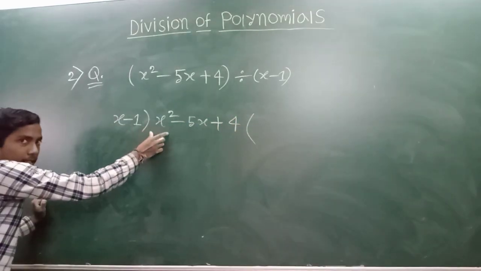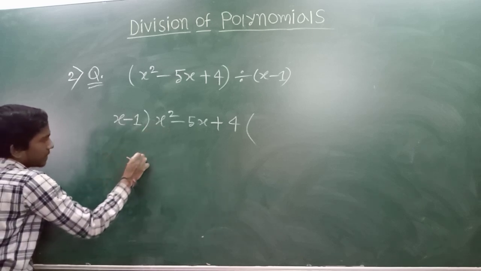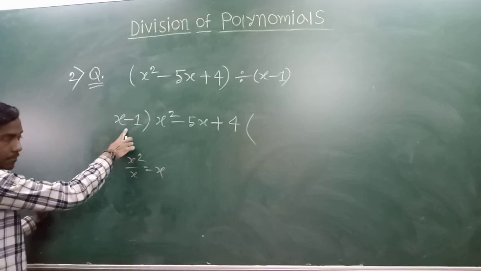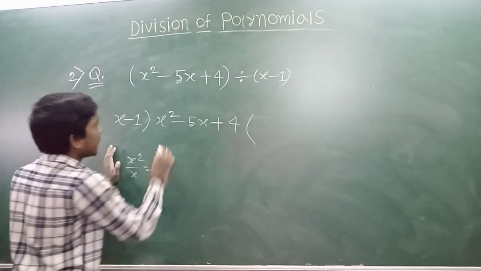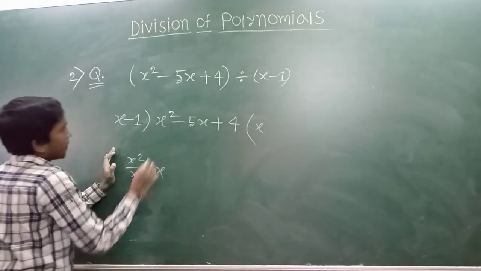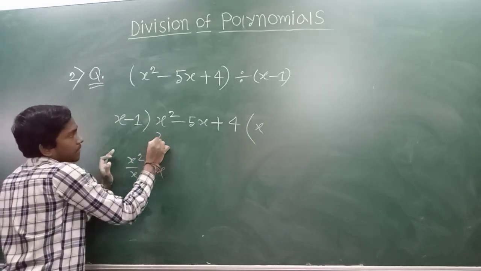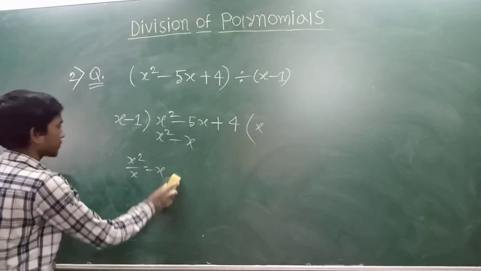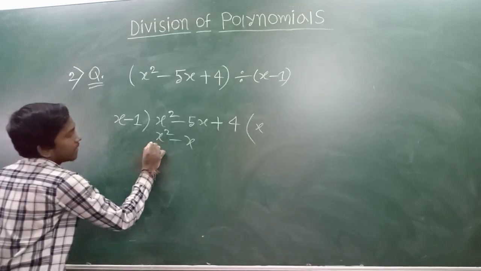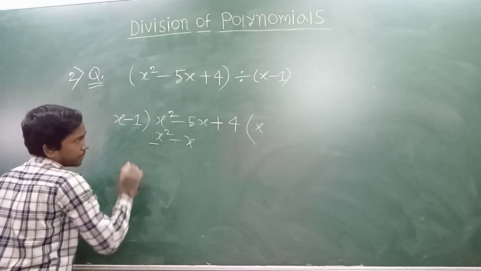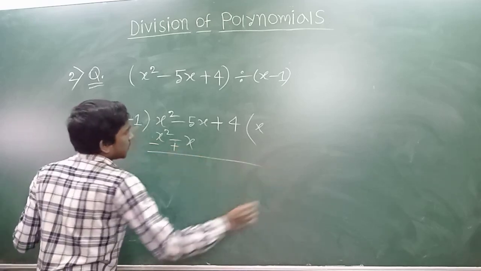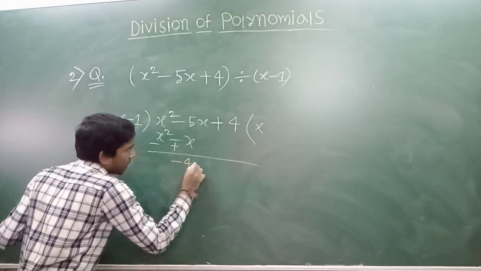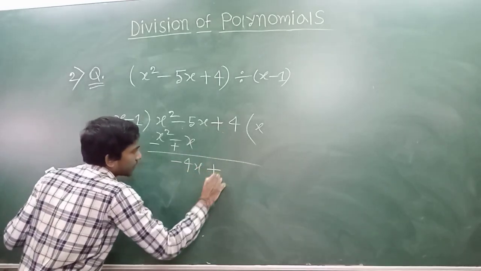Take the first term from dividend, that is x squared. First term from divisor is x, so it becomes x. Multiply x by the entire divisor, so we get here x, and x into x minus 1 is x squared minus x. Okay, students? Change the signs. Here plus, so we write minus, here plus. Add this. Now minus 5x plus x is equal to minus 4x. Take this here, plus 4.